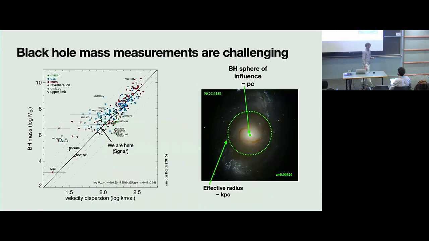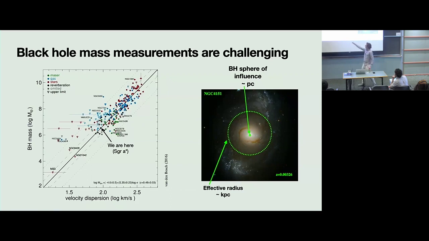So let's do that. And of course, we all know we can measure dynamical black hole masses if we can resolve the orbits of stars with spectra in the sphere of influence of the black hole, which is a few parsec, and that I'm showing here in this figure on the right. And if you do that, you can get these dynamical black hole measurements that you can see on the y-axis here. These correlate with the velocity dispersion of the host galaxy. This is the M-sigma relation.